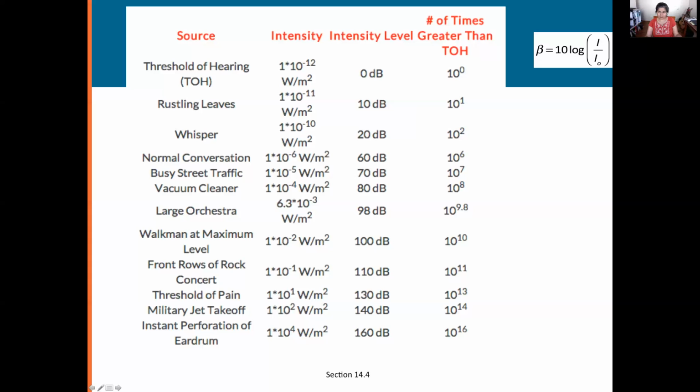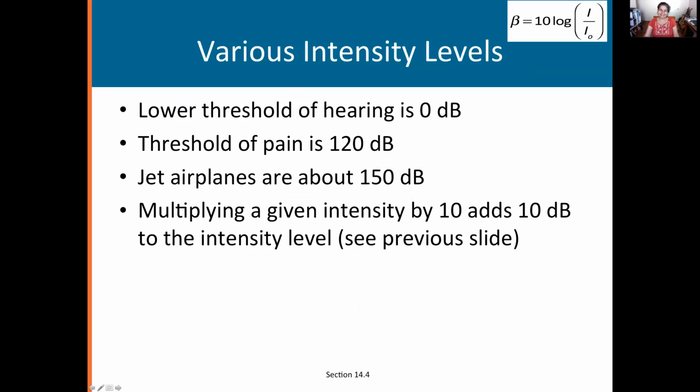At about 120 or 130 decibels, even at a short exposure, you're beginning to feel pain. And any higher than that, you're going to have perforation of your eardrum, which cannot be repaired. So when your parent used to tell you, when you were a teenager, to not listen to music so loud, they were right.